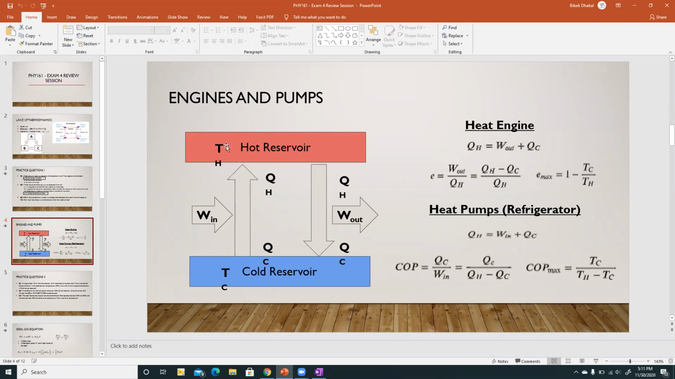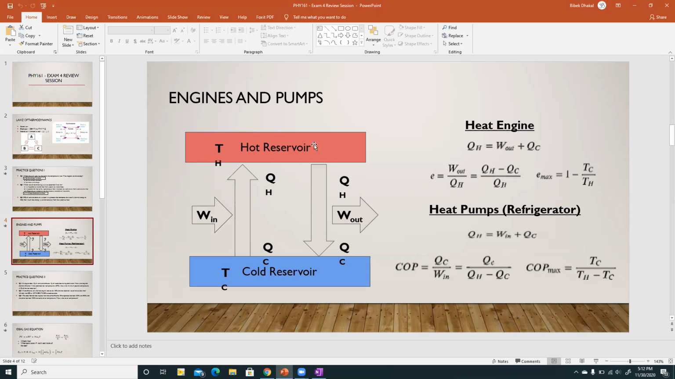So before doing the next problem, let me introduce heat engines. Heat engines are systems that can do some useful work if there is some difference in temperature between the hot reservoir and the cold reservoir. So if you have a hot reservoir, like you can see here, and a cold reservoir, and they have some temperature difference, then they can do some useful work. That is represented by this W.